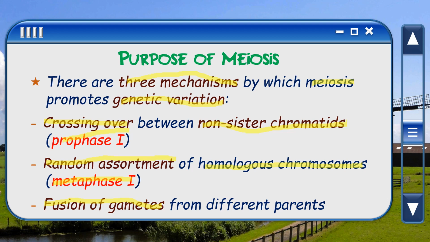There is crossing over, transferring of material from non-sister chromatids. Then there is random assortment, arranging themselves in the way they want. And then the fusion of gametes. Fusion of gametes is going to bring information from the paternal and information from the maternal, which are different, and they are going to produce offspring which are going to be different. So that is how meiosis brings about or promotes genetic variation.